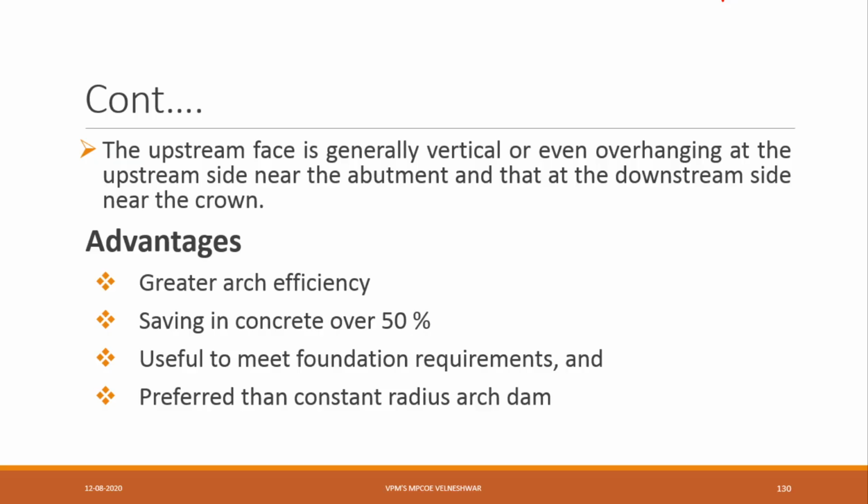Advantages: greater arch efficiency. Means efficiency in percentage, we can say 99% good, 100% good, like that. Saving in concrete over 50%. Using this one, we can save almost 50% of our concrete. Useful to meet foundation requirements. And preferred over constant radius arch dam. Why? Because if concrete is decreasing by 50%, we are saving some amount. For this purpose, this will be more helpful for us.